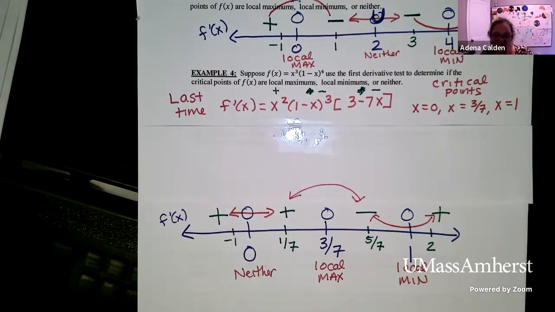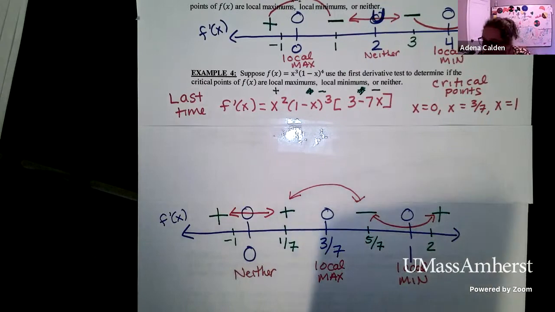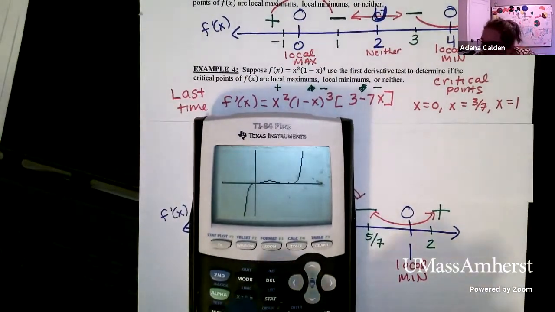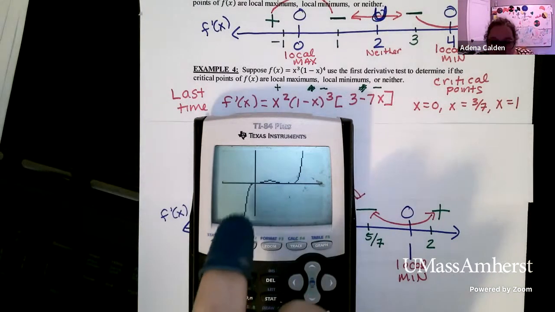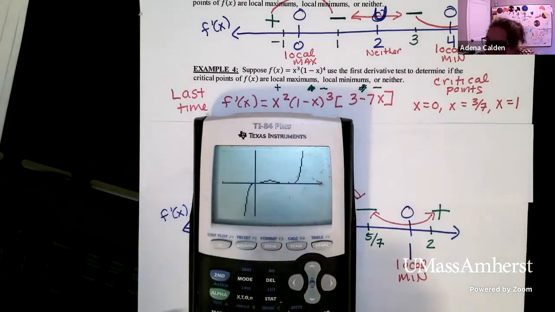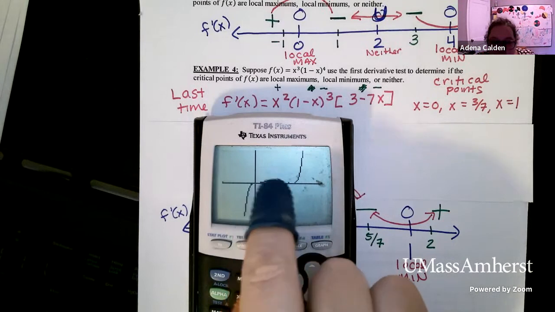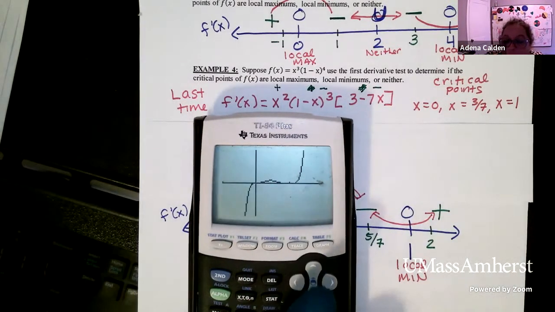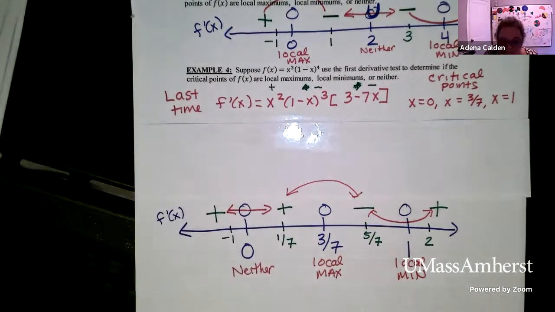And as a reminder, this is the one I did on my calculator, so I'm just going to show you the graph one more time. That agrees with what we said before. 0 is neither because it's increasing before and after 0. We have this little local max at 3/7, and then we have this local min at 1. So that agrees with our picture.